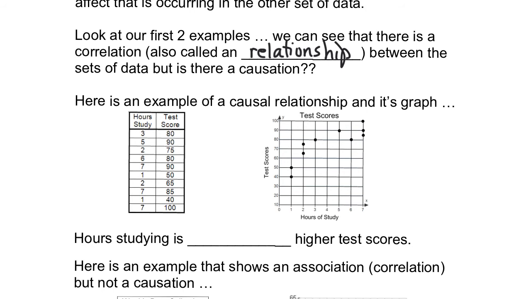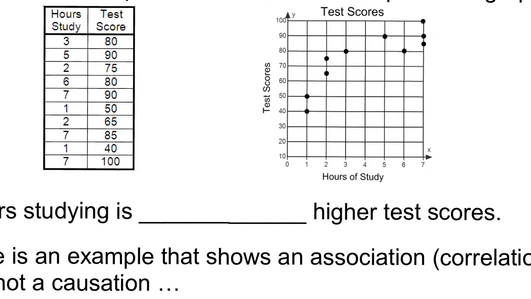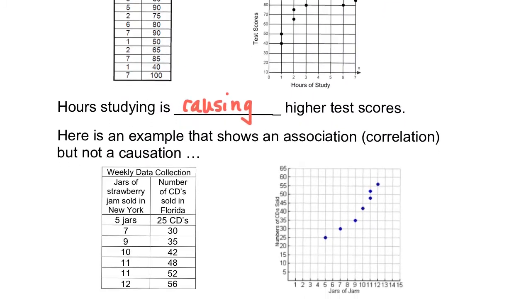Let's look at an example of a causal relationship and its graph. So in this relationship, there is causation and there is correlation. So the hours of study is correlated to the test scores, and is causing the higher test scores.